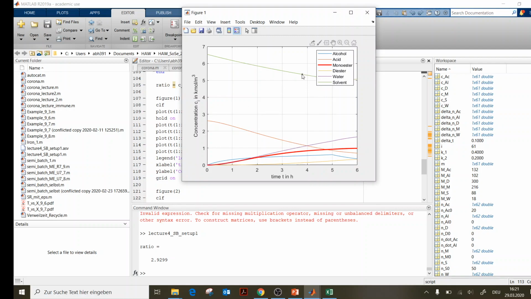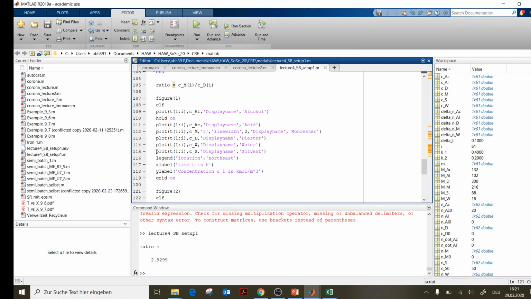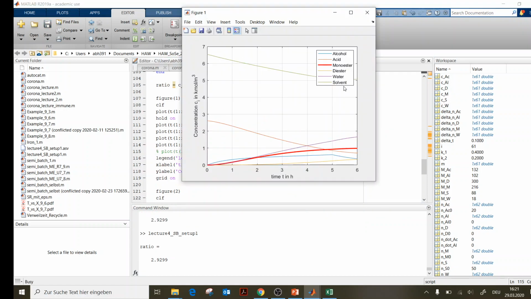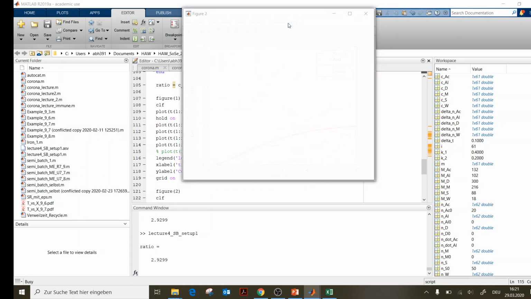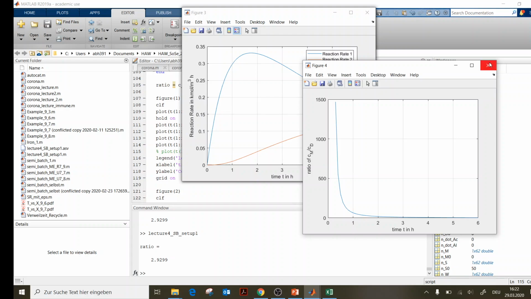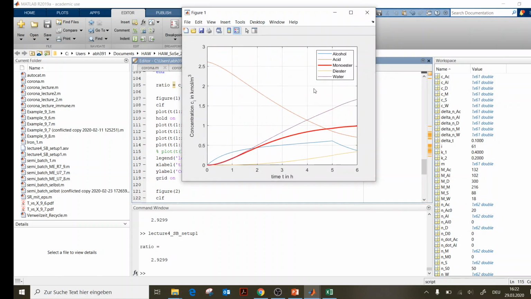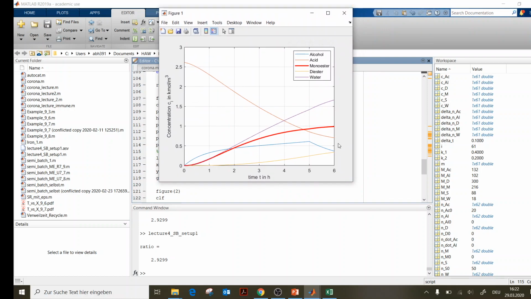Okay, so I said in the worksheet, plot all the concentrations, but if you see it, the solvent concentration is really high, and you cannot see this in a lot of detail. So let me just comment this, so that we might see a little bit more. Okay, so it should look like this right now.